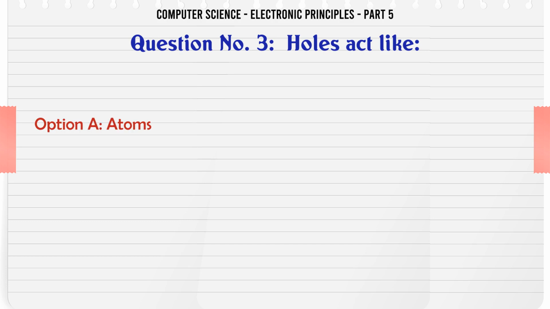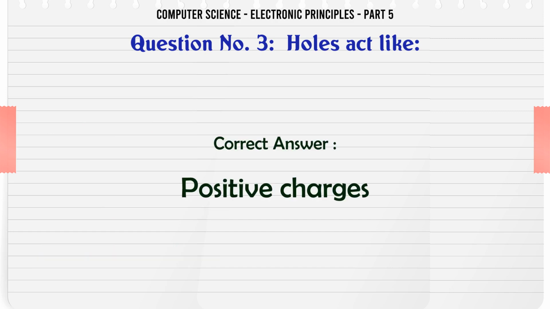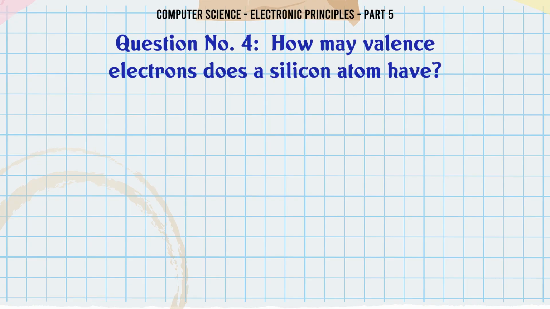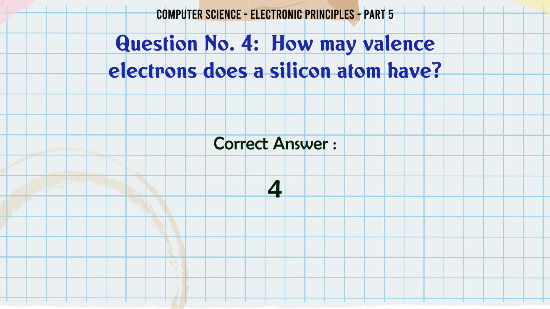Holes act like: A. atoms. B. crystals. C. negative charges. D. positive charges. The correct answer is positive charges. How many valence electrons does a silicon atom have? A. 0. B. 1. C. 2. D. 4. The correct answer is 4.